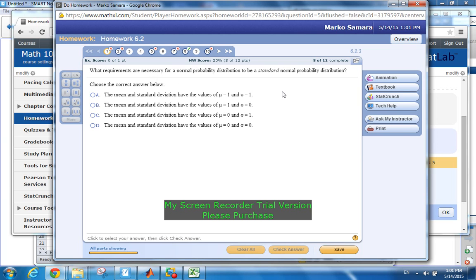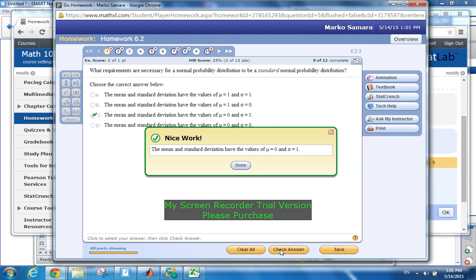Well, we said that for standard normal distribution, since it's normal distribution, the density curve is bell-shaped, and since it's standard normal, that assumes that the mean, the expected value, is 0, and that the standard deviation is 1, and also the variance, which is the square of the standard deviation, is also 1, because 1 squared is 1. Okay, so mean mu is 0 and standard deviation sigma is 1, so that seems to be answer C.